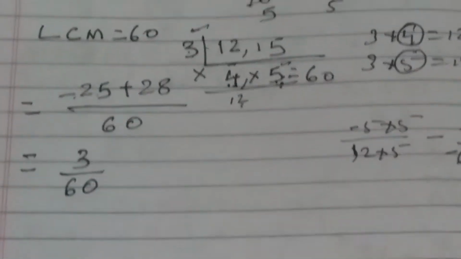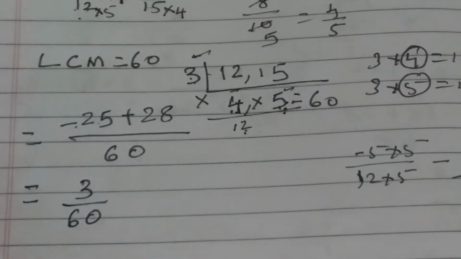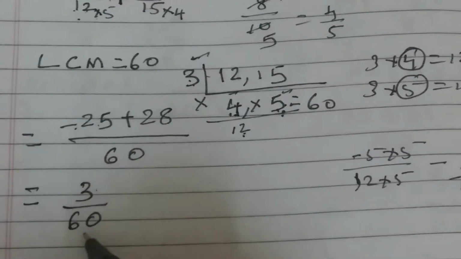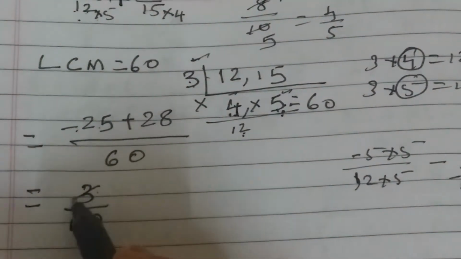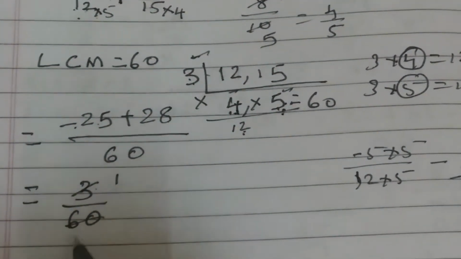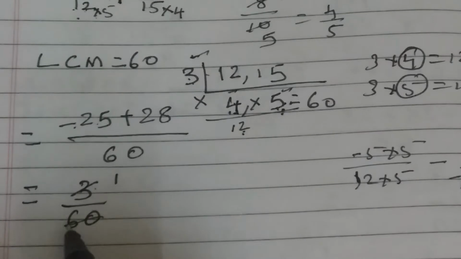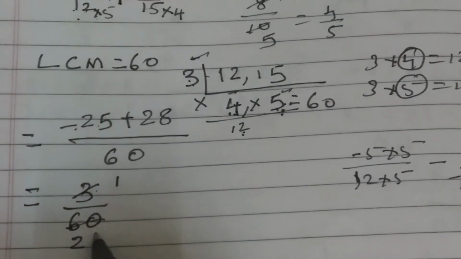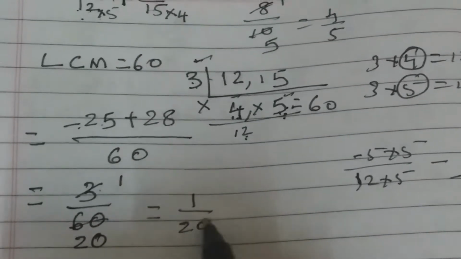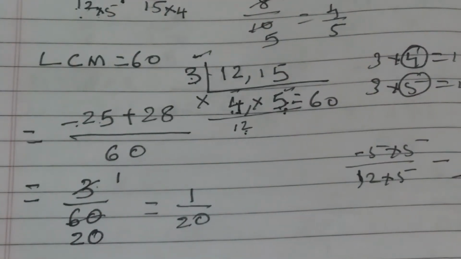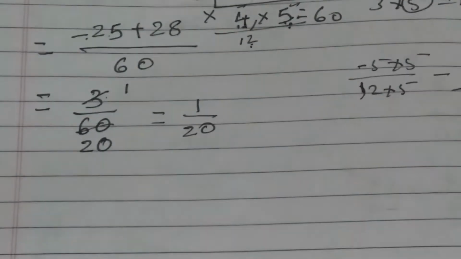Is the sum over? Just check and tell me. No, because they are not in lowest terms. 3 and 60 both come in 3 tables. So 3 ones are 3. Here 3 twos are 6, no remainder, next number is 0, put as it is. So it is 1 by 20. This is in lowest terms. This is the answer for the first question. Okay.